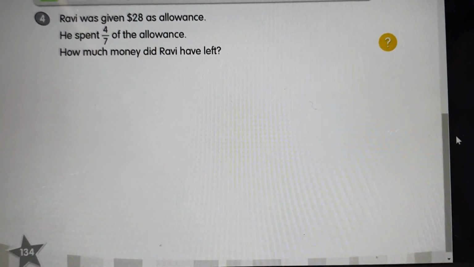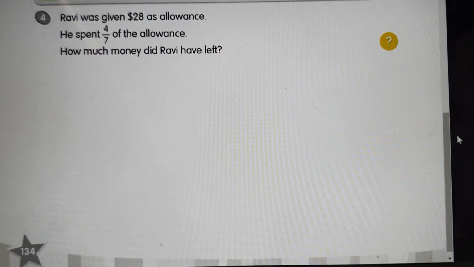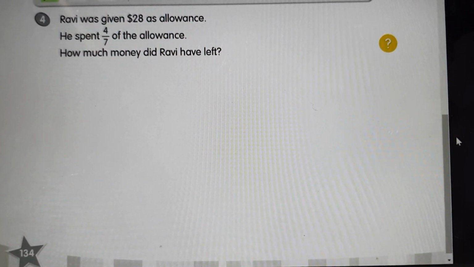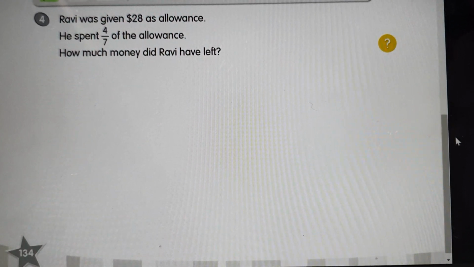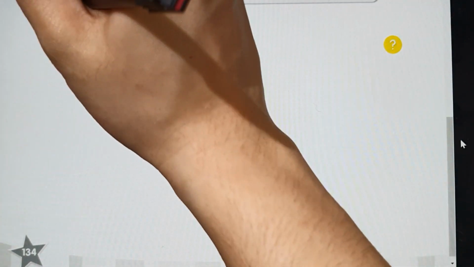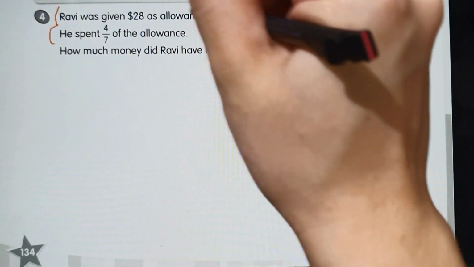Page 134, question 4. So Ravi was given $28 as allowance. He spent 4 out of 7 of the allowance. How much money did Ravi have left? So same thing, I will first break down my word problem into shorter sentences.